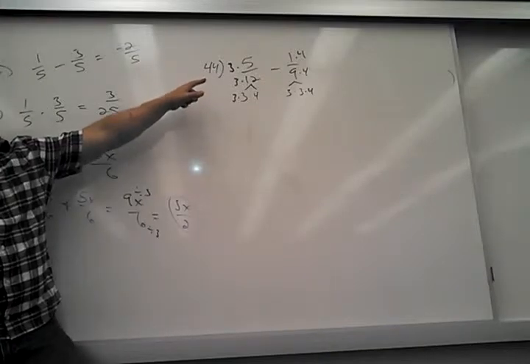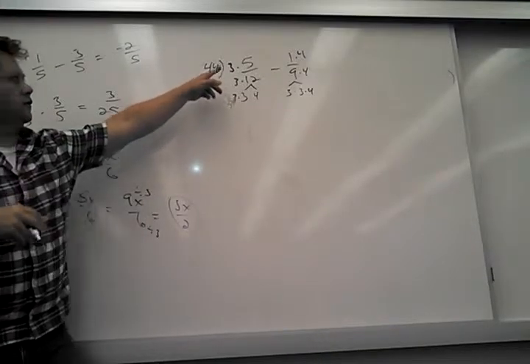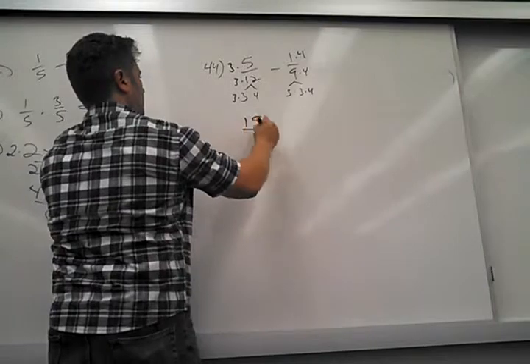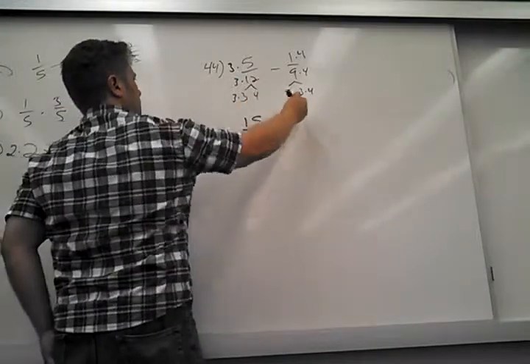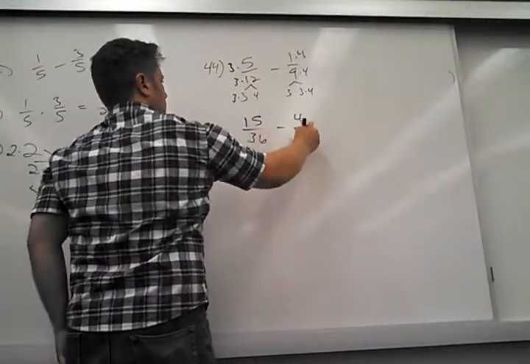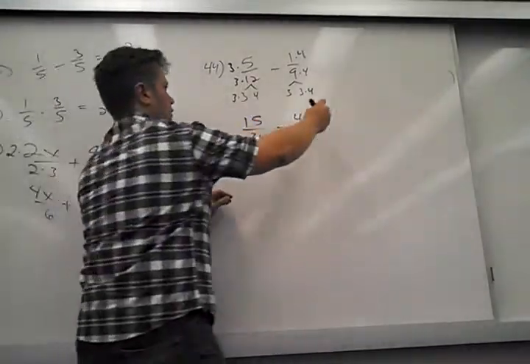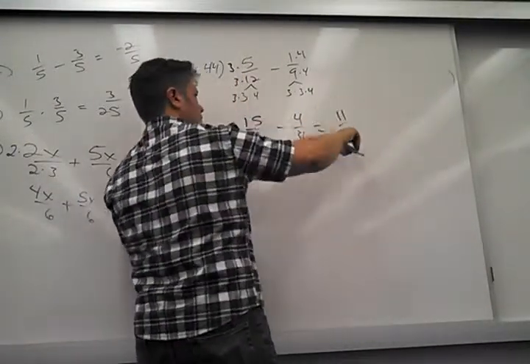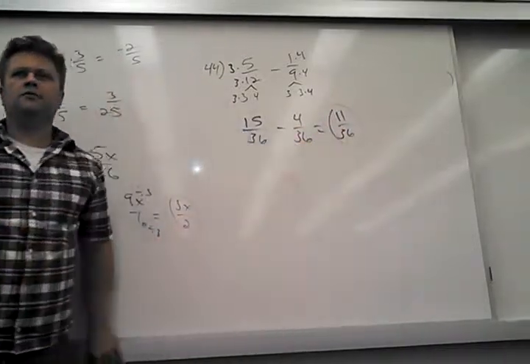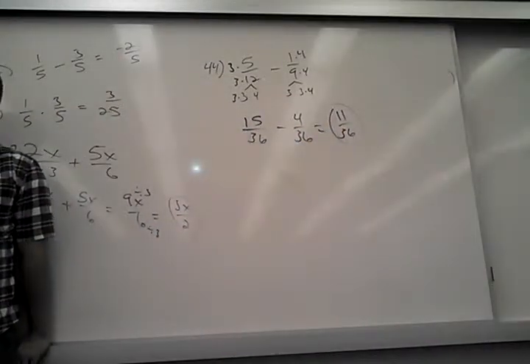But sticking with fractions, I can deal with that. What do we have here? 15 over 36 minus 4 over 36. Kick ass. So now I'm allowed to put those together. 11 over 36. Does that reduce? No. 11's prime, so it won't go anywhere. Cool.